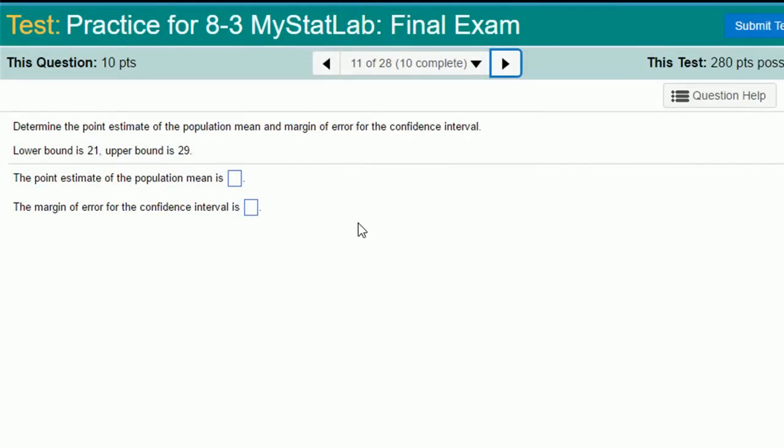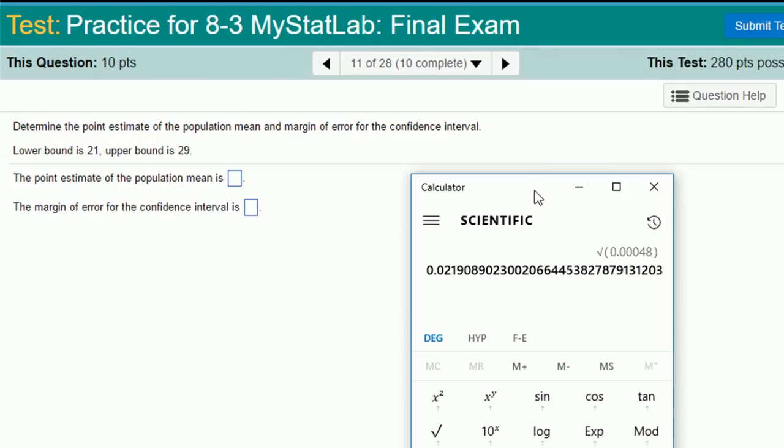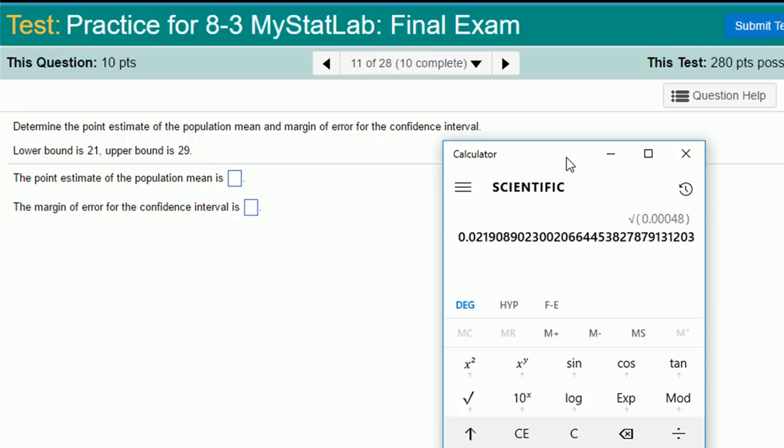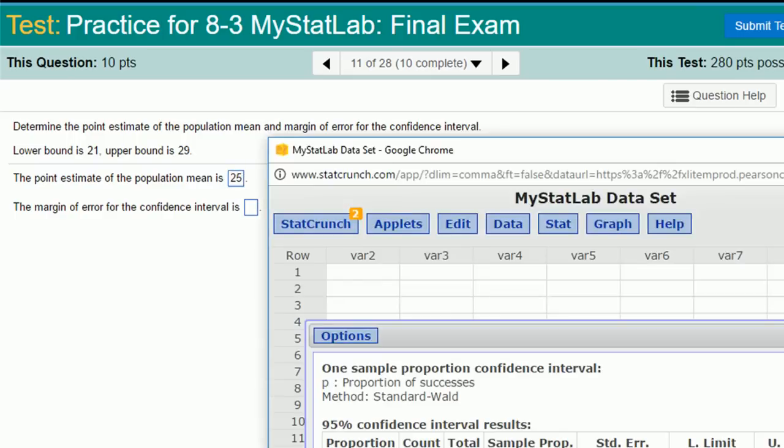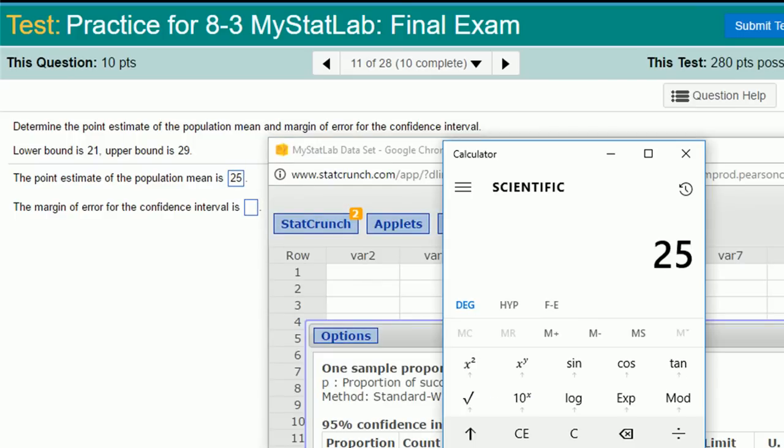Determine a point estimate of the population mean and margin of error for the confidence interval given, 21 to 29. If you're given a confidence interval, the point estimate is going to be the midpoint. So I'm going to average them, 21 plus 29 divided by 2. The average of those two numbers is 25. That's the midpoint. That's the point estimate, because a confidence interval is symmetric.